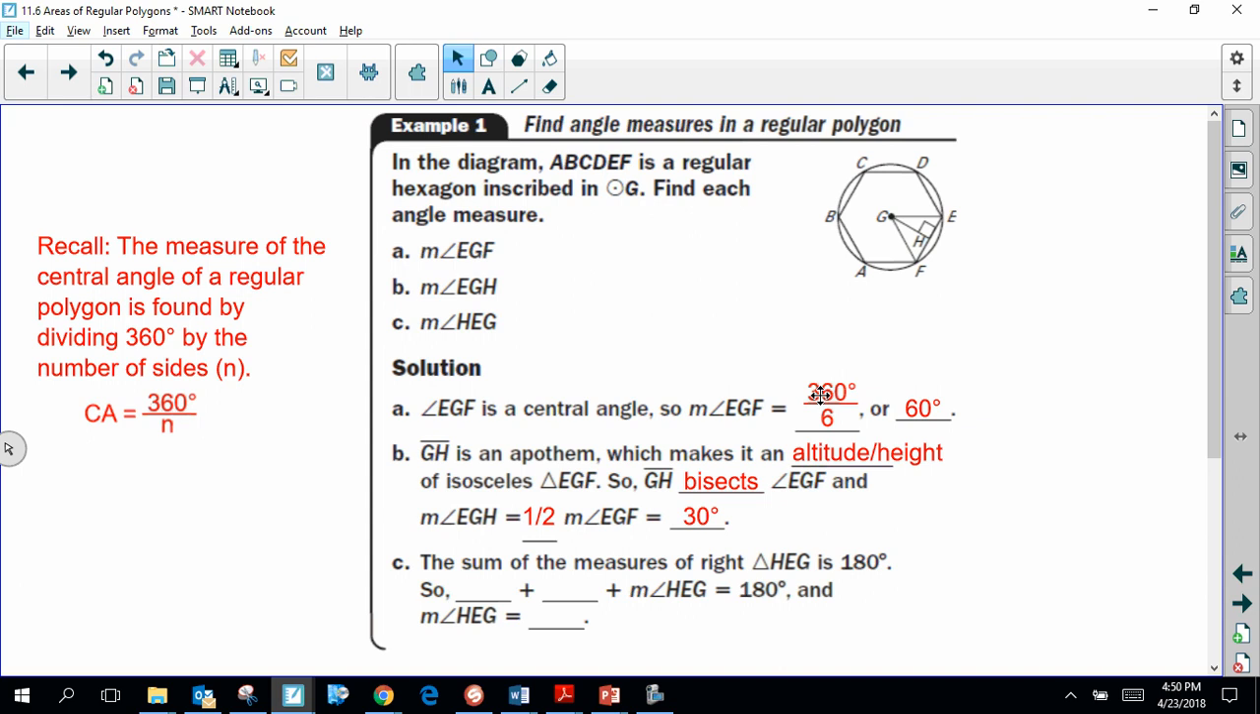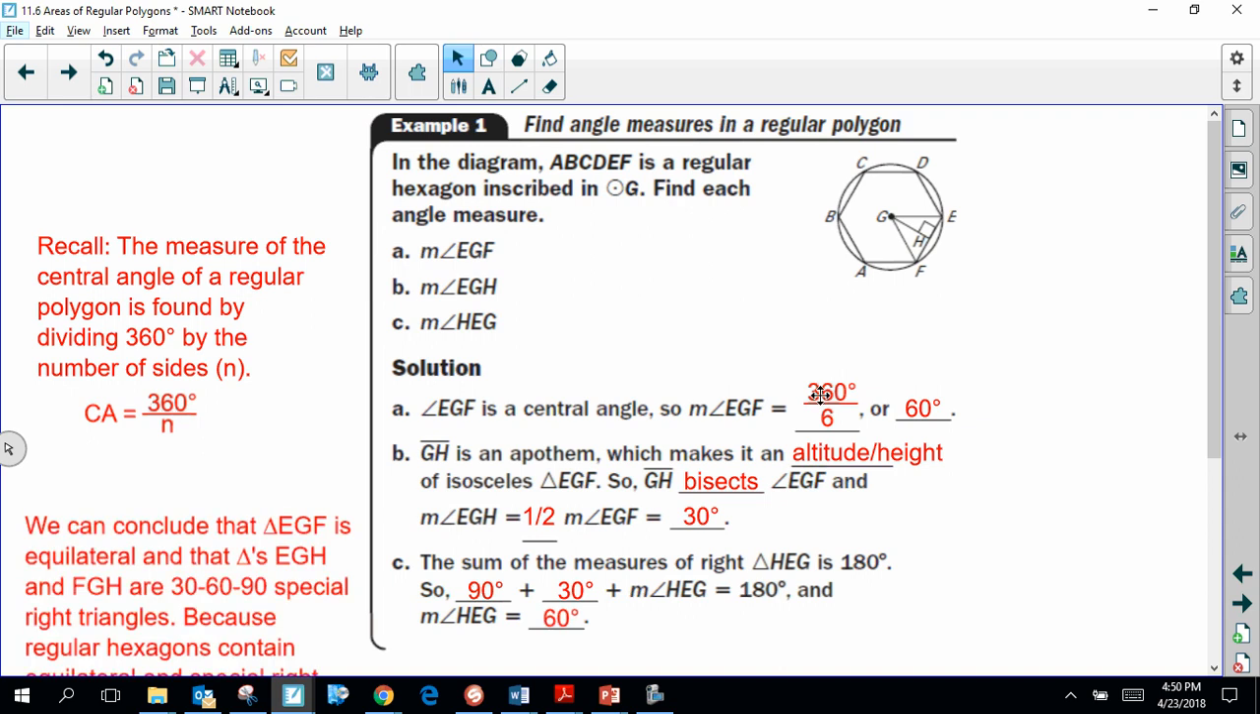So part C, find the measurement of angle HEG. Well, that's going to play off of the property of angles of a triangle adding up to 180 degrees. So we know that one is 60 and one is 90, so the other one has to be 30 degrees.